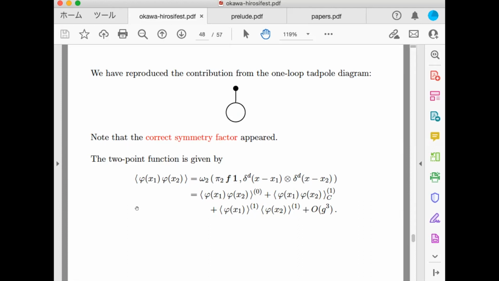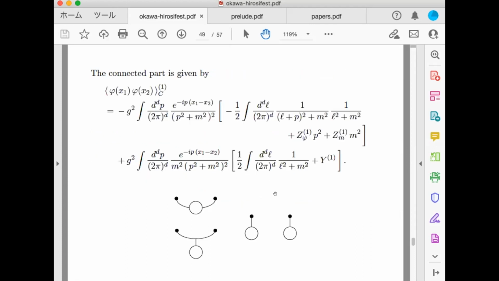For example, the two-point function, we calculate this, and it contains a discrete part and a continuous part, and the continuous part is divergent, and again this is the standard result. I'm pretty sure all the parts of the calculation of the asymptotic or canonical quantization can be reproduced in this framework based on the algebra.